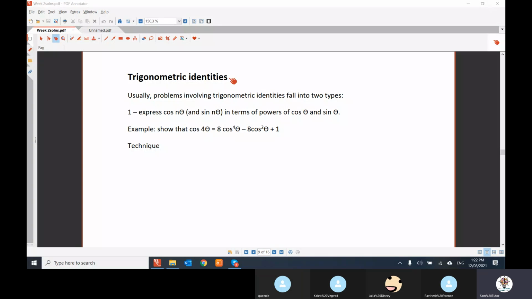So trig identities, or trigonometric complex identities. Usually problems involving trig identities fall into two types for complex numbers. The first type is expressing cos n theta and sine n theta in terms of powers of cos theta and sine theta. So see how that's a multiple theta.